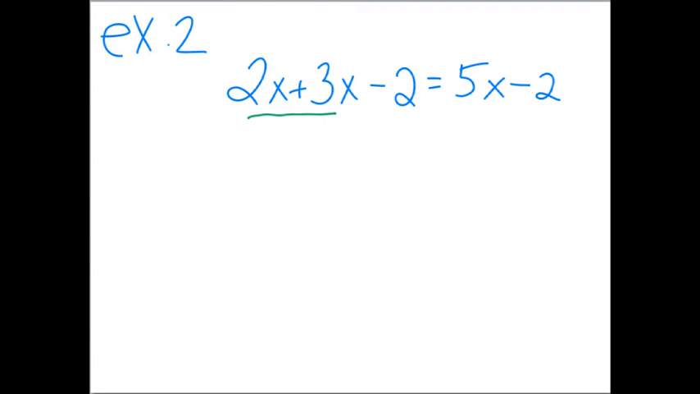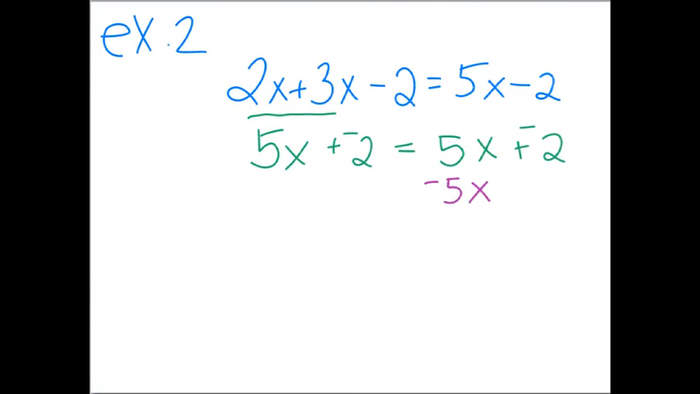On the same side, I have a 2x and a 3x, so that will combine to 5x minus 2 equals 5x minus 2. I'm going to add the opposite. The next step is to eliminate a variable from one side. So since I have variables on each side, I'm going to eliminate one from one side. I'll pick the 5x over here to eliminate.